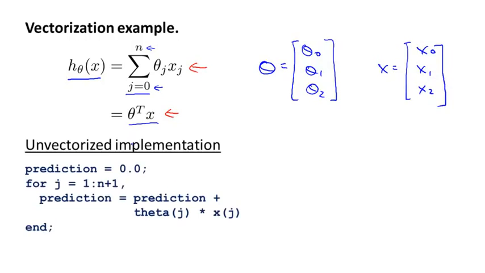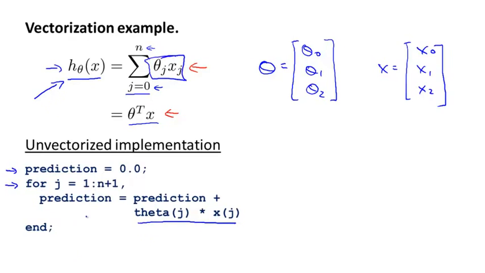Here's an unvectorized implementation for how to compute h of x. And by unvectorized, I mean without vectorization. We might first initialize prediction to be 0.0. This is going to eventually be h of x. And then I'm going to have a for loop for j equals 1 through n plus 1. Prediction gets incremented by theta j times xj. So it's this expression over here.